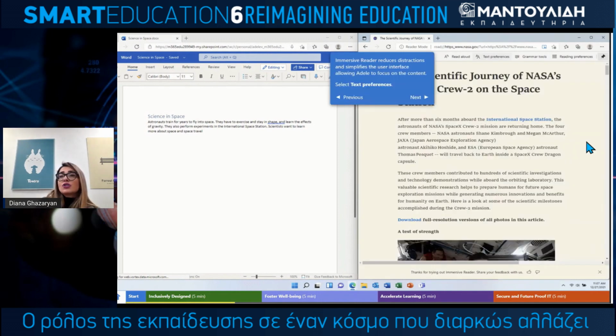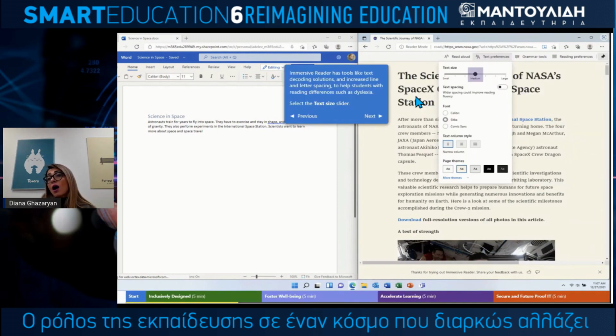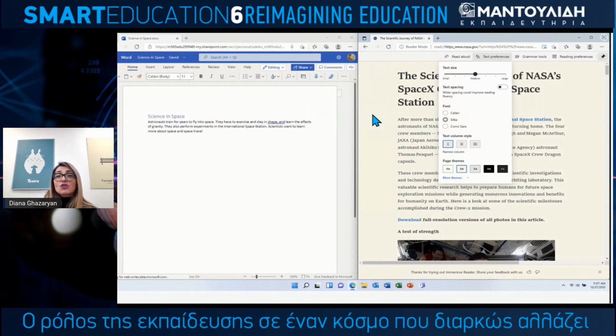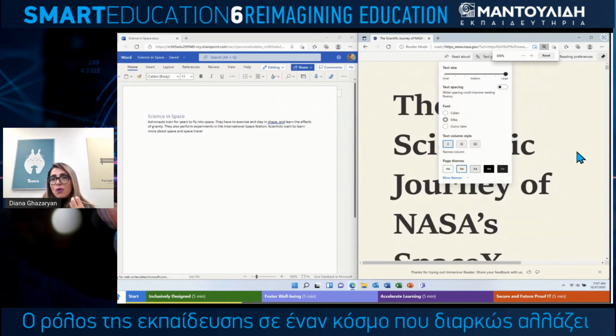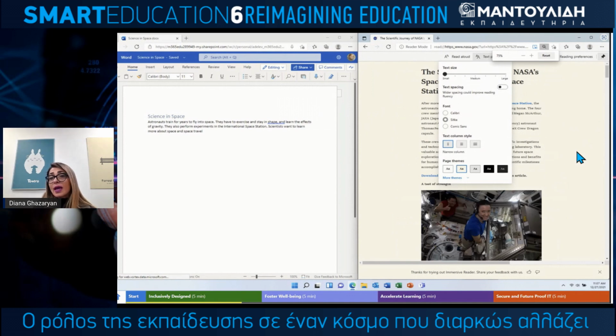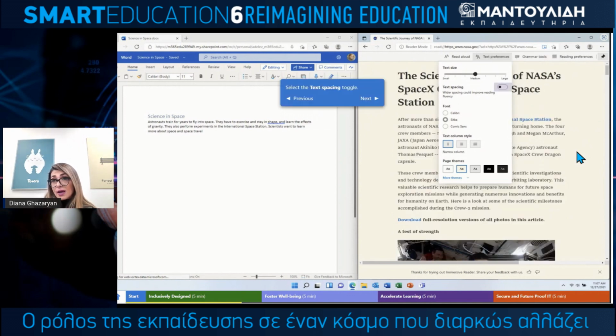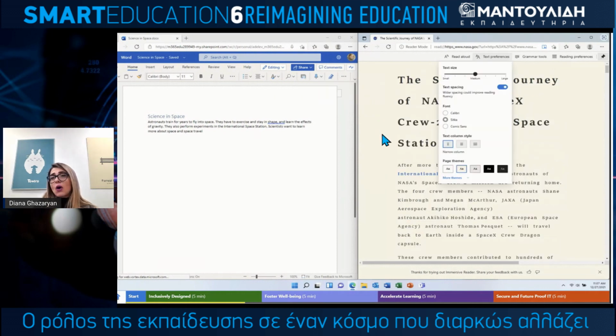They can change the size of the text. They can change the coloring behind it to make it much easier for them to grasp the idea behind it, and the space between the text to make it clearer for them. So text spacing is also out there.